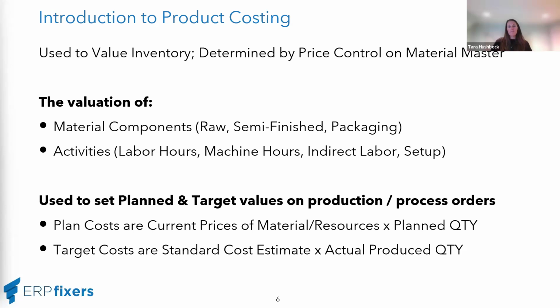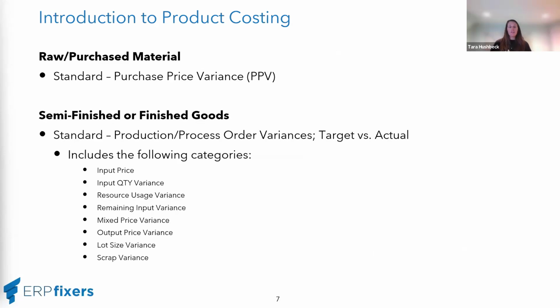So those planned and target values are then going to be used later when you're looking at your standard versus actual. As you're looking at variances, how did we expect to do from a cost perspective, and how much did it cost us to actually produce this material? Your production order and process order variances are going to be driven by that standard that you set.